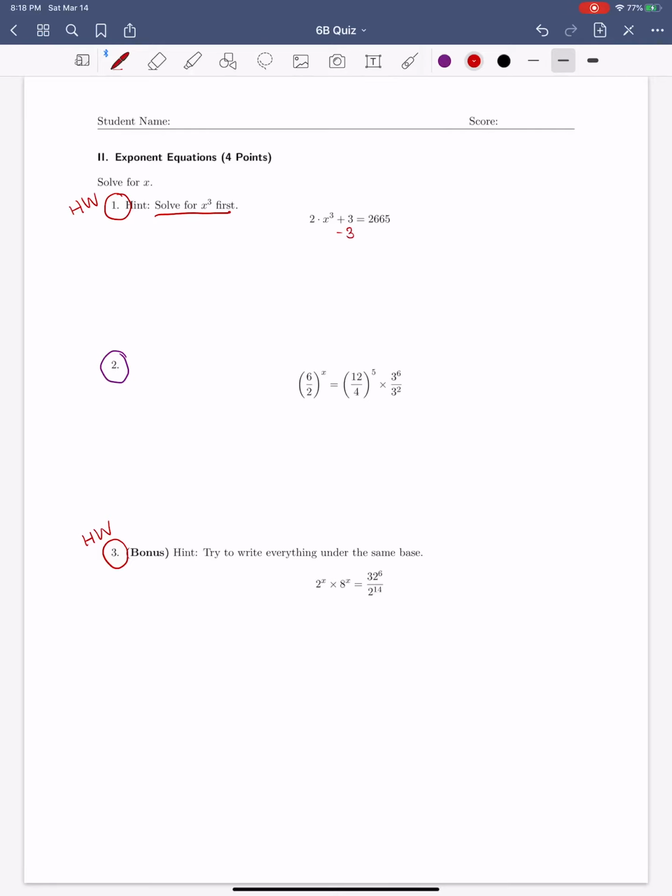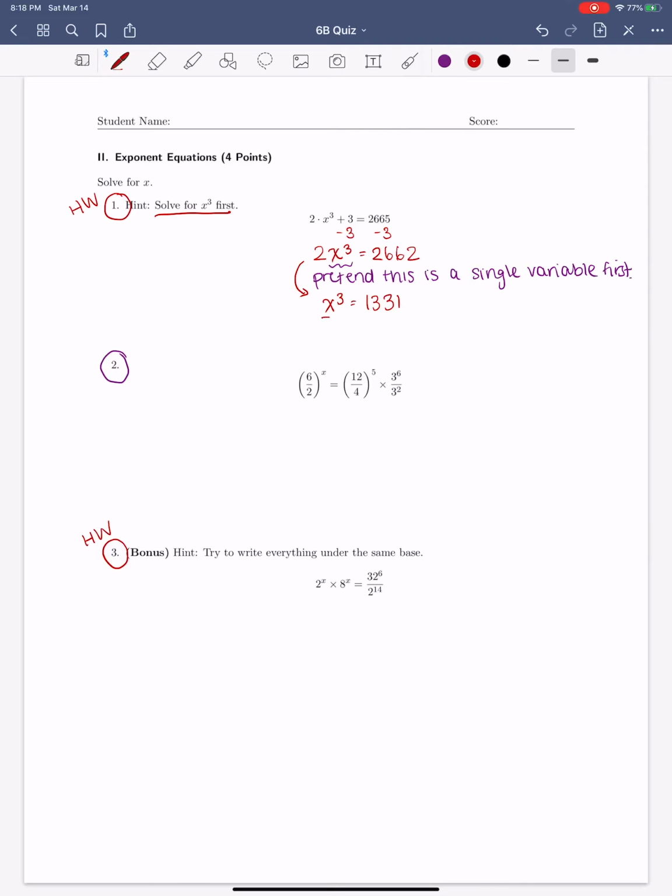I'm going to subtract 3 from both sides, leaving me with 2x cubed is equal to 2662. I want to solve for x cubed. I want to pretend that this is all one variable, and then deal with the cube later. So now if I divide both sides by 2, I get x cubed is equal to 1331.